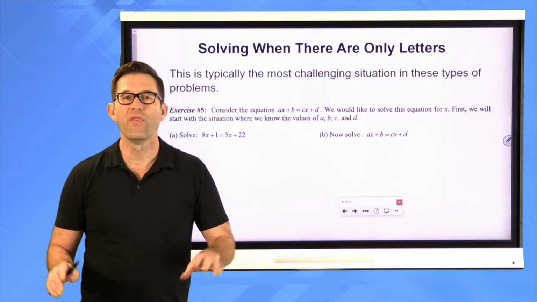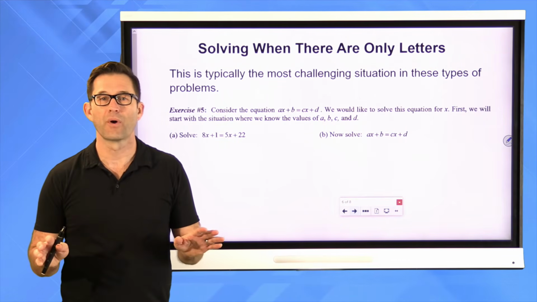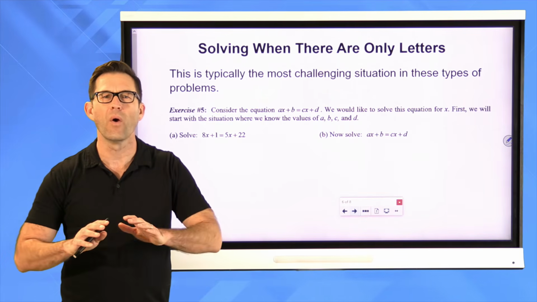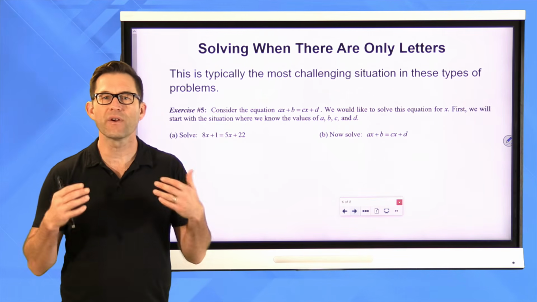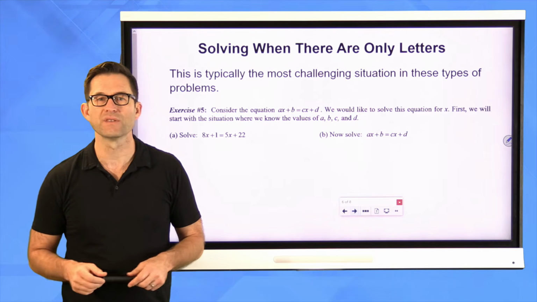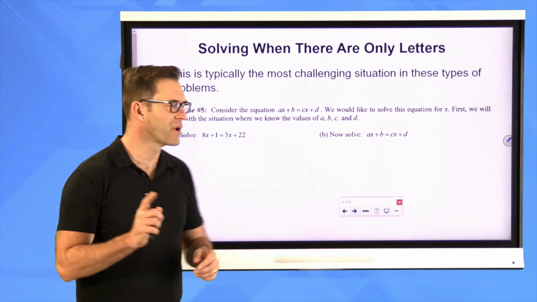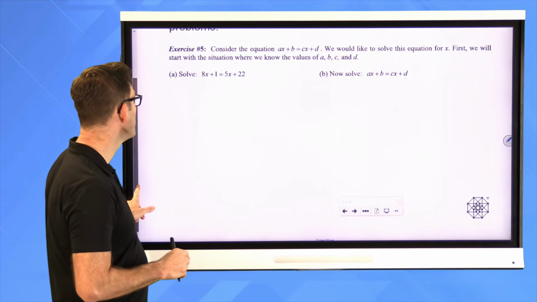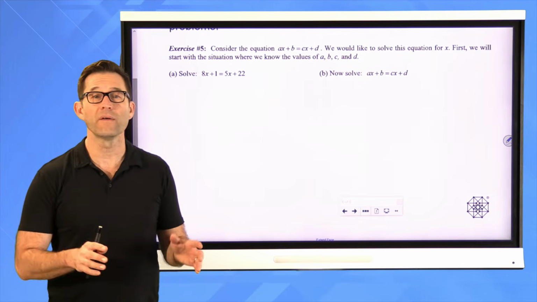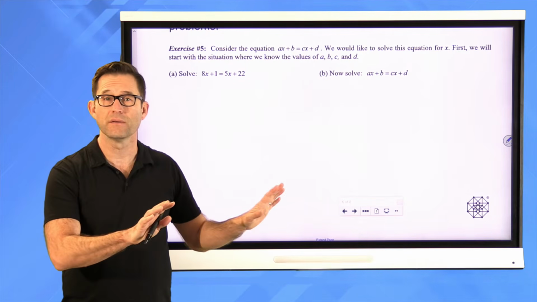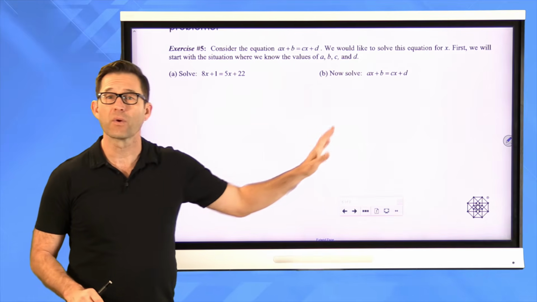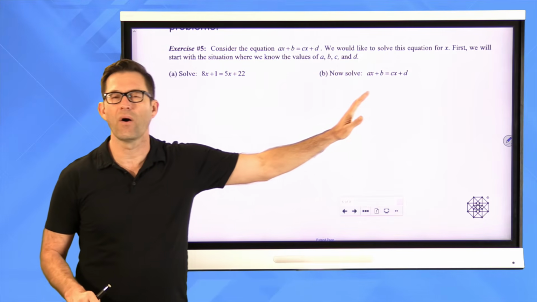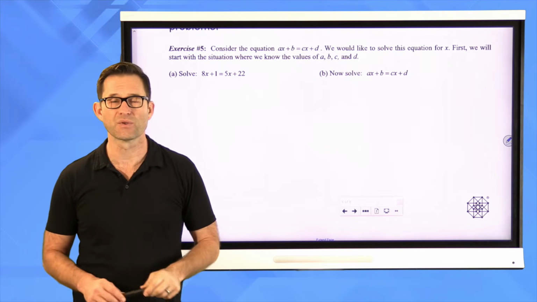Now, there are some trickier problems, right? Solving when there are only letters. Now, this is very typically the most challenging situation in these types of problems. So we're going to go back to what we did before, and we're going to take a look at one of these problems where there's numbers present. That's going to be letter A. Then we're going to take a look at one where it's just all letters. So let's take a look at exercise number 5.